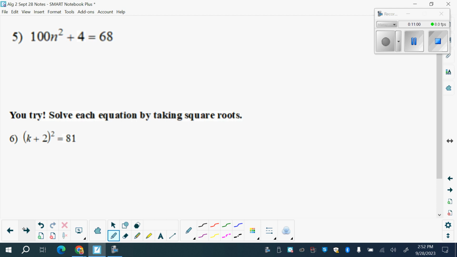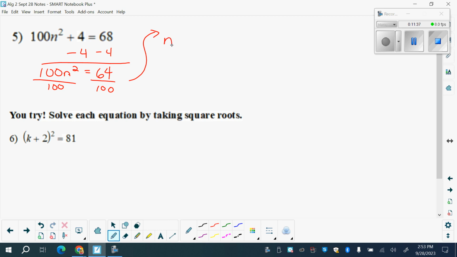Okay, what do we do first on number 5? Minus 4 first. We're isolating the n squared. Quiet, please. Thank you. This is the last question. You can hold on just a little bit longer. So 100 n squared equals 64. What next? Good. Divide by 100. So some students want to take the square root here, and it would be okay. It just makes it more complicated. It's easier if we divide by 100 first, I think.